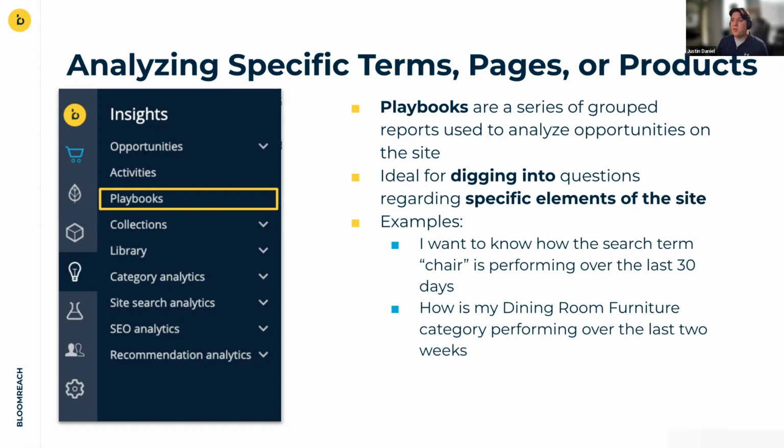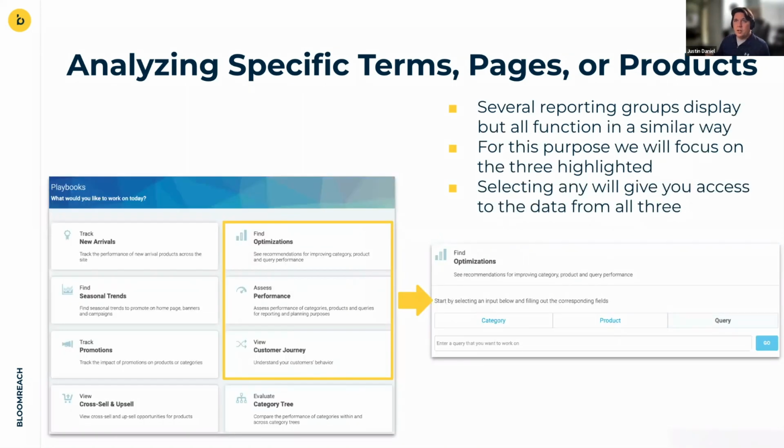How is my dining room furniture category performing over the last 2 weeks? Maybe you had an event, something going on there, and you want to understand what the impact was. Did we see spikes in traffic, things of that nature? Playbooks is going to give you reporting that will help you understand what that looks like.